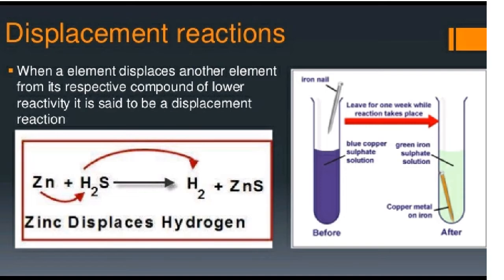In the first case, I'll take H2S, that is hydrogen sulfide. If I add zinc to it, it results in the formation of another compound, that is ZnS, and H2. In this reaction, zinc displaces the hydrogen. That's why this is an example of displacement reaction.